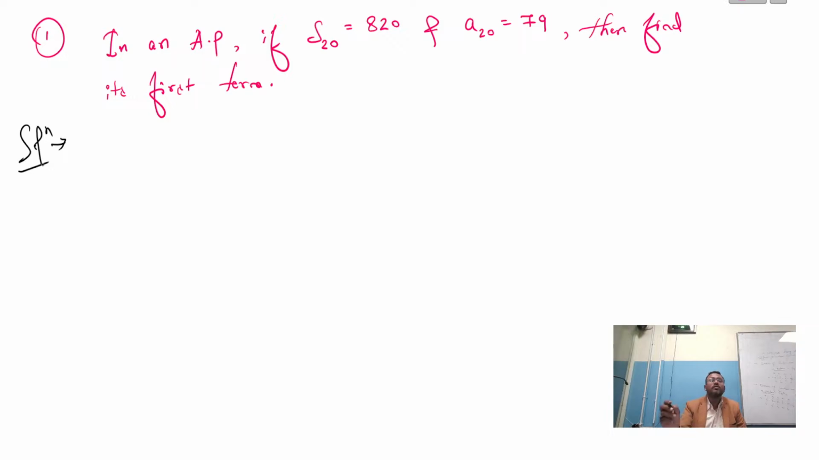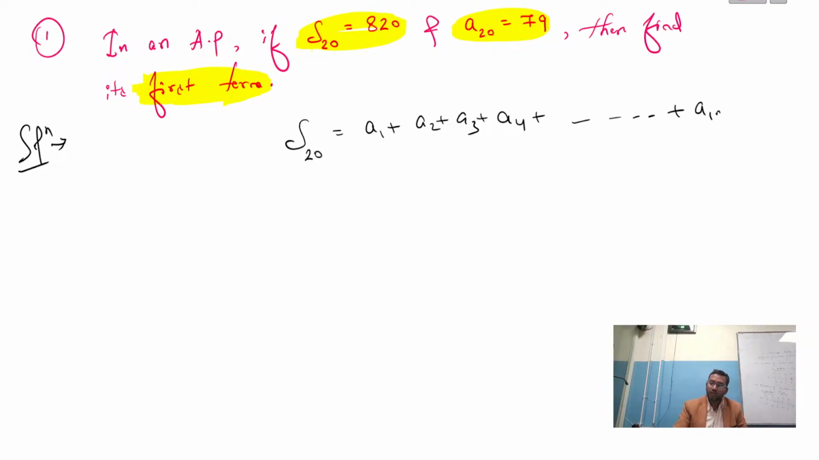Let's see what data is given. They have given that the sum of 20 terms is 820 and the 20th term is 79, and they are asking us to find the first term. First, let me understand the meaning of the question. What do you mean by the sum of 20 terms? First term, second term, third term, fourth term, like this, all the terms till the 20th term.